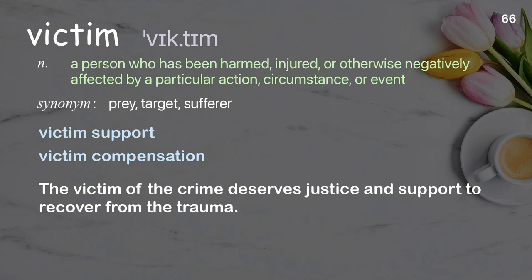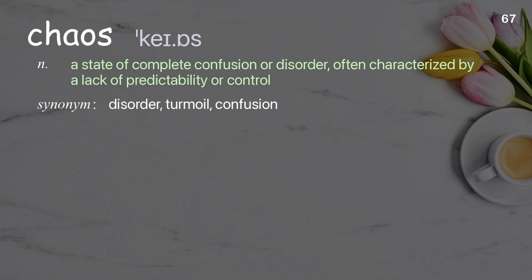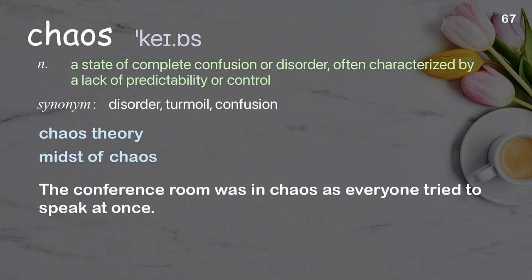Chaos. A state of complete confusion or disorder, often characterized by a lack of predictability or control. Examples. Chaos theory. Midst of chaos. The conference room was in chaos as everyone tried to speak at once.